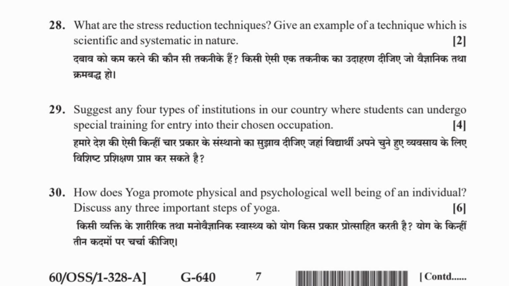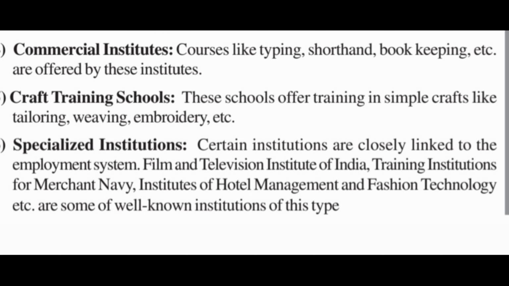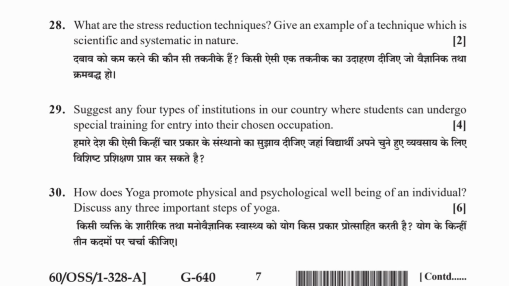29. Suggest any four types of institutions in our country where students can undergo special training for entry into their chosen occupation. 1. Professional institutions. 2. Polytechnics. 3. Commercial institutes. 4. Craft training schools. 5. Specialized institutions.